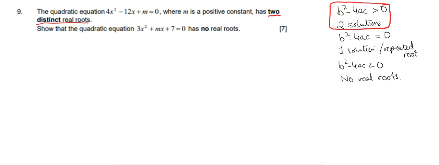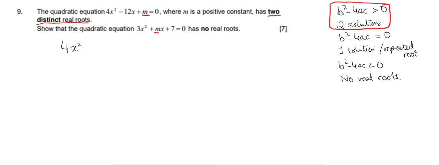There are two different equations at the moment. The first one is 4x squared minus 12x plus m, and the second one is 3x squared plus mx plus 7. So it's hard to see what the link is really between the two, but you will see that they both have a constant m here. So if we are able to calculate the m value from the first equation, we are able to then put it into the second equation and convince ourselves that there are no real roots for the second equation. So let's start with the first equation and see the facts that we have been given.